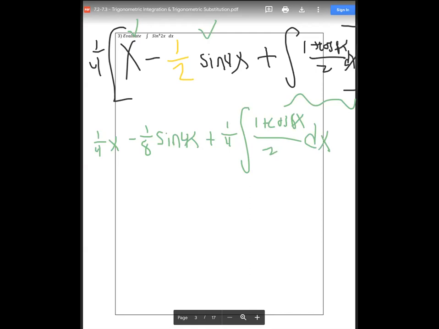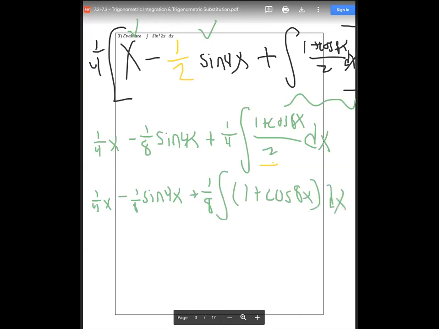Let's go back. So the first thing, I noticed that there's a 1/2 in this problem. So basically what I'm going to do, let me just rewrite all of these, is remove the 1/2 over here and just bring it to the outside. So now this becomes 1/8, the integral of 1 plus cosine 8 times x dx. So now we just have to integrate that. And it's not too bad.